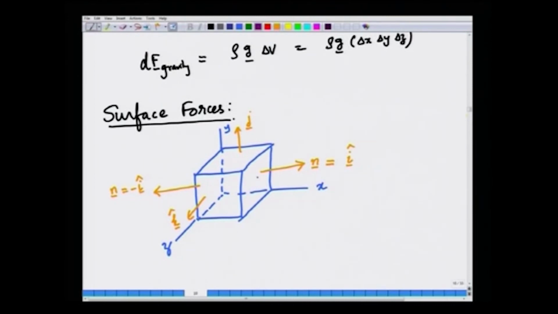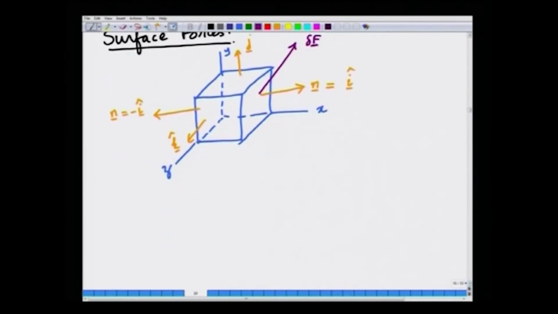Now, at any face, the force exerted by the fluid on the neighboring side of the control volume can be in any direction. This is the surface force. Let us call that surface force delta F. We are calling everything delta because we are worrying about a tiny control surface. This is the force that acts on a surface whose unit normal is in a particular orientation, for example, in this case, i. This will have two contributions.